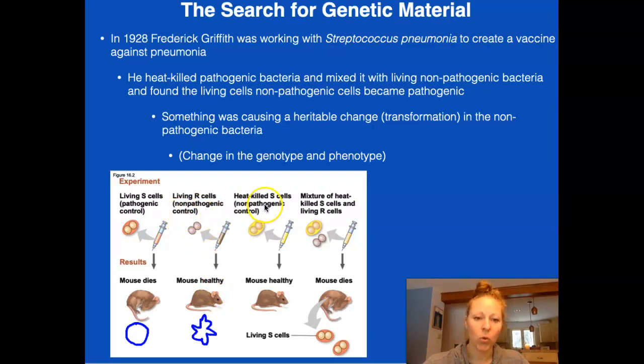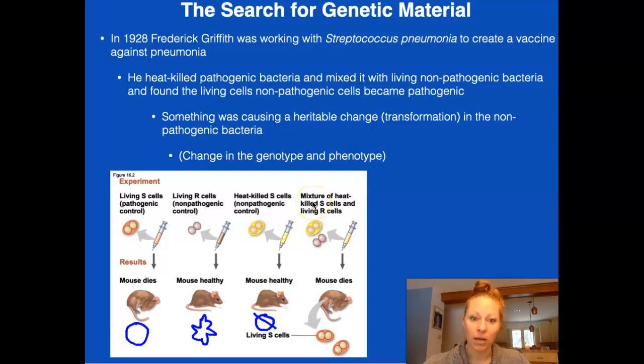Here's another control. He took heat-killed S cells. So he took this cell right here, and he heat-killed it. So it's pathogenic, but then he killed it, so it's no longer pathogenic. And when he injected it into the mouse, the mouse lived. It was fine because the bacteria was dead.